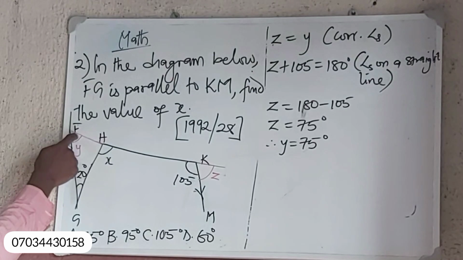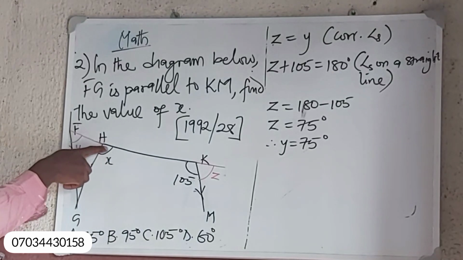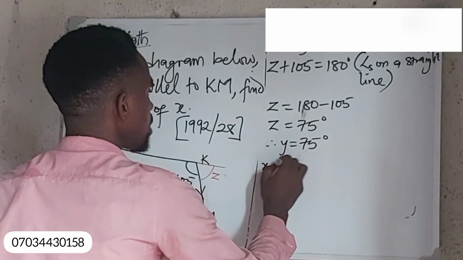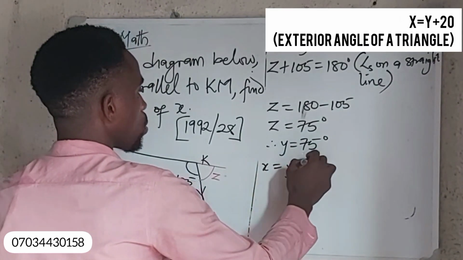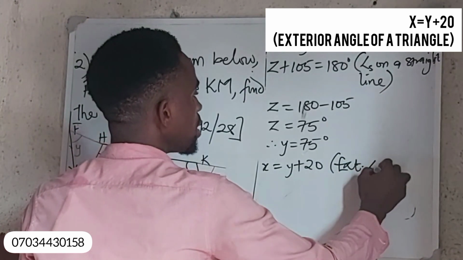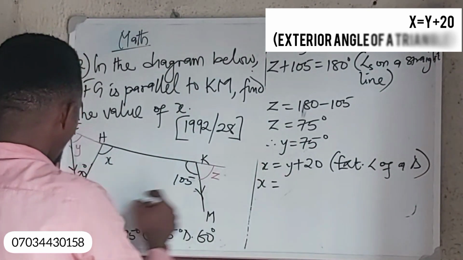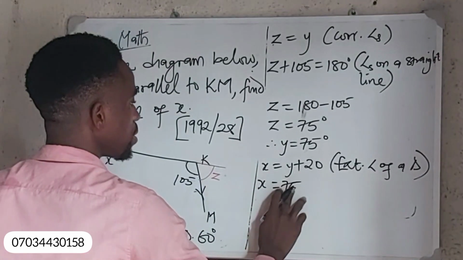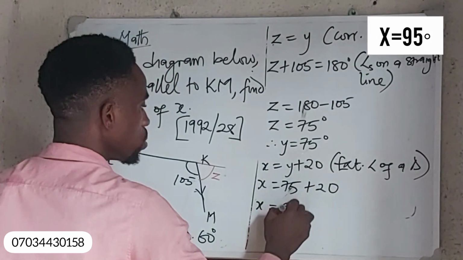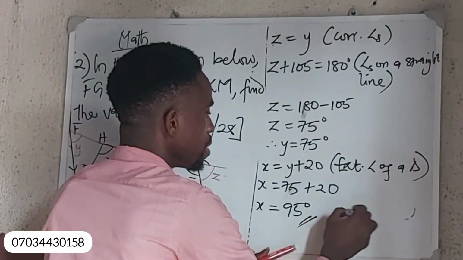Then we have Y, we have 20 here. Then we can find X. Remember, angle X is an exterior angle to these two angles. So we can say X is equal to Y plus 20. The reason is exterior angle of a triangle. So you can say that X is now equal to Y, which is 75, plus 20. So angle X is equal to 95 degrees. So let's look for that in the options. So our answer is option B.